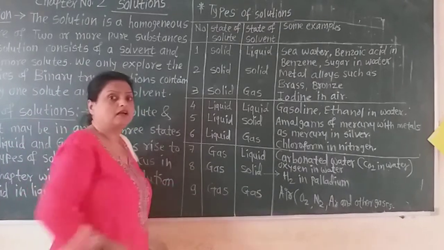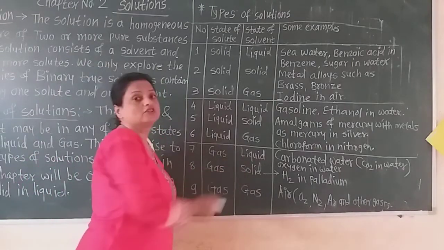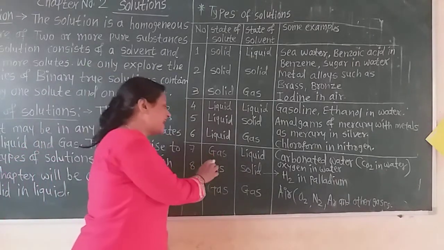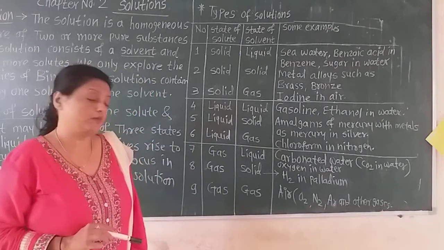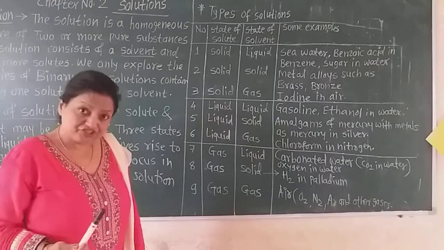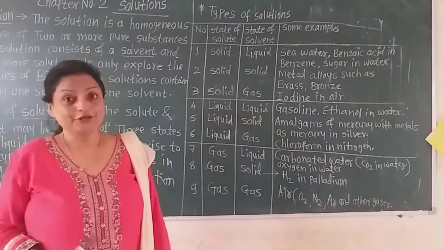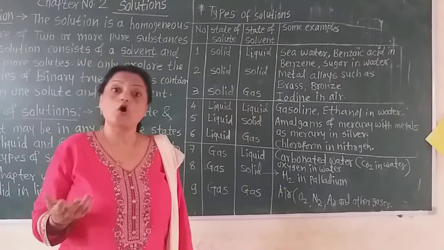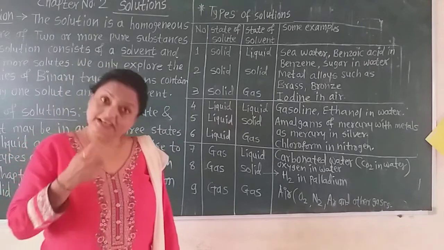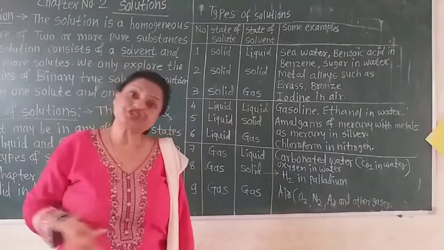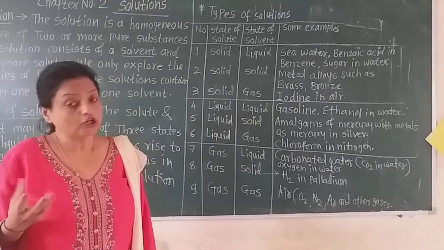Now next, the gas is the solute and the liquid is the solvent. So gas in liquid, liquid is in large proportion and gas is in small proportion. The best example is carbonated water or carbonated drinks. You know carbonated Coca-Cola or Thums Up. When we open the lid, the carbon dioxide rushes to the outside, and that is carbonated drinks or carbonated water.